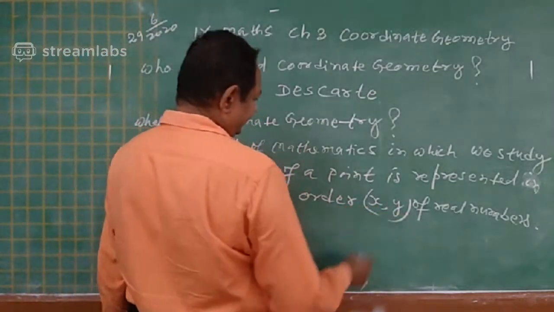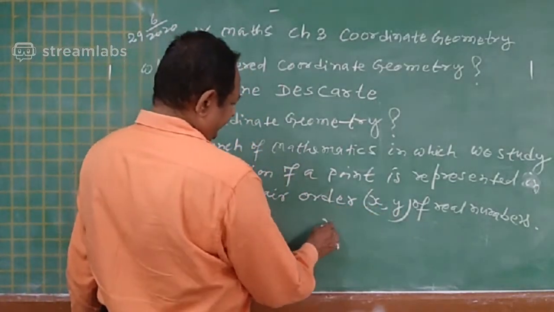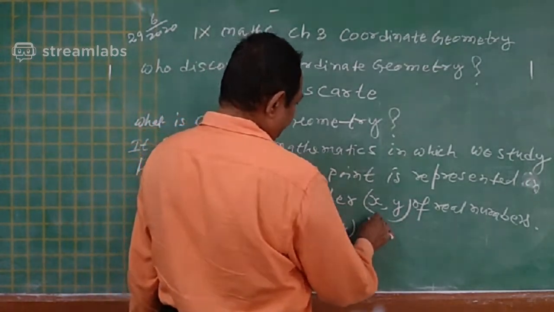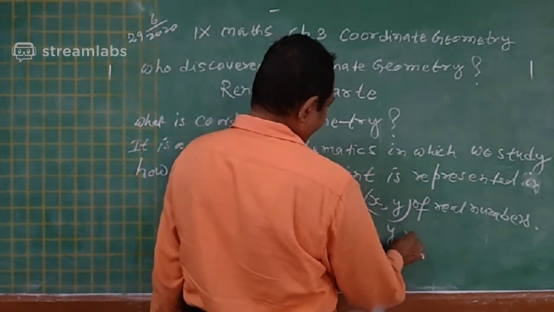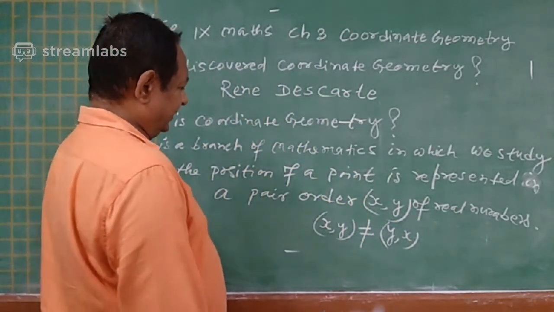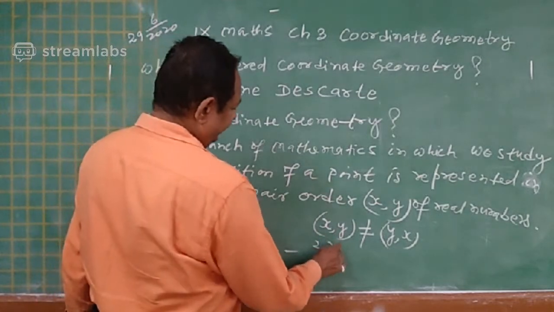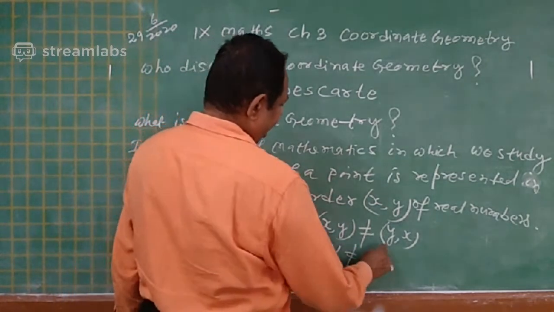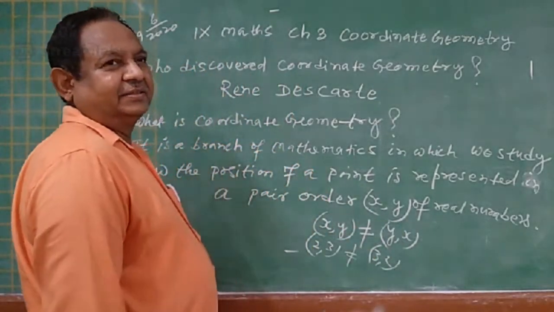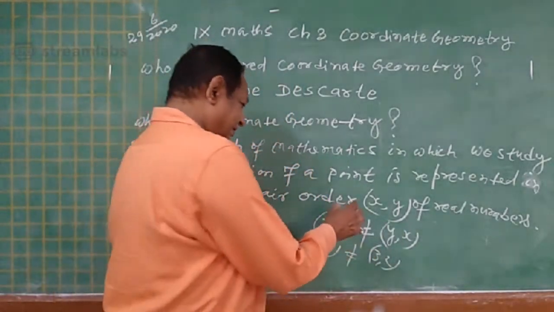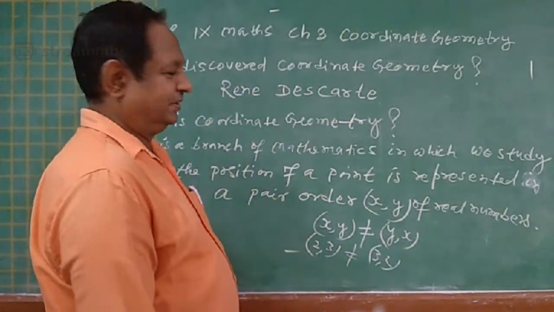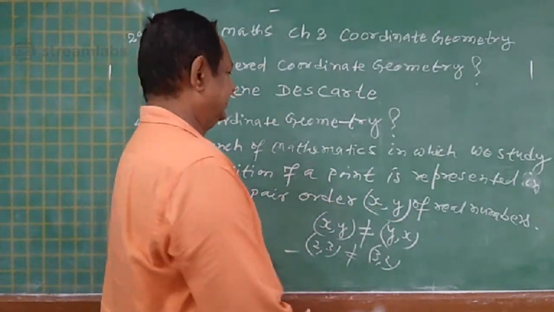This (x, y) is not equal to (y, x). So these are ordered pairs. (2, 3) is not equal to (3, 2) when x and y are different. It can be equal when x and y are the same, that is (1, 1), (0, 0).